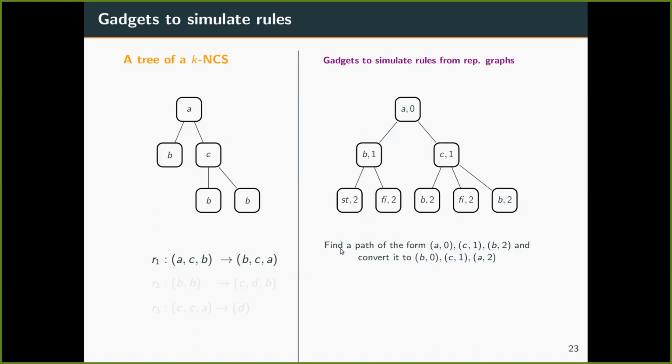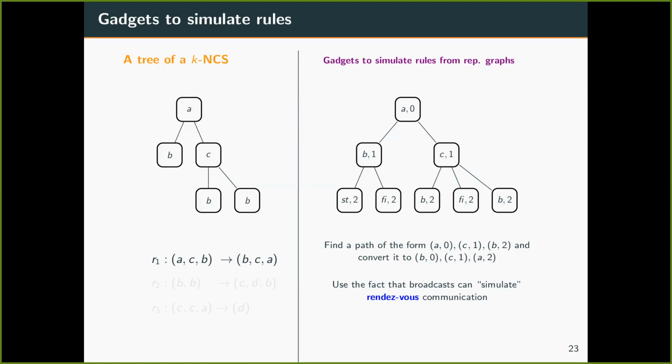To simulate this rule R1, we have to construct a gadget in our broadcast network which finds a path of the form A, 0, C, 1, B, 2 and converts it to B, 0, C, 1 and A, 2. The very high-level idea behind this gadget is that we can use broadcasts to simulate rendezvous communication. That is communication in which at each time step, exactly one agent broadcasts a message and one agent receives that message.